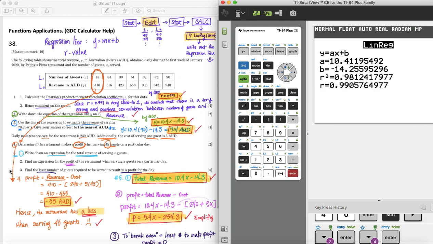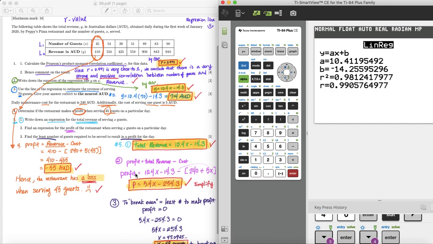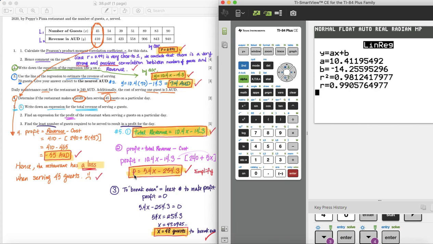So far so good. Last one: find the least number of guests required to be served to result in a profit for a day. Which means, the fancy word is break even. Okay, so you just break even, do not lose money, don't gain extra money yet. So the profit is equal to 0. Do we have a function for the profit? Yes, here we go. You set that equal to 0 and algebraically solve it. And yes, as a manager, you can say I better round the number up to a whole number for the guests. And that's it.